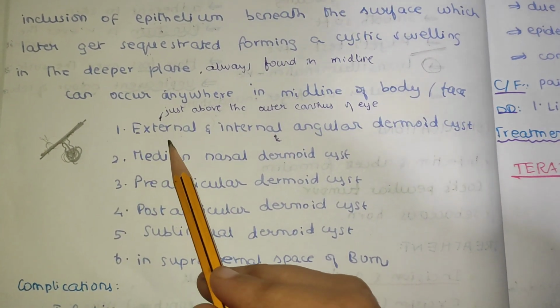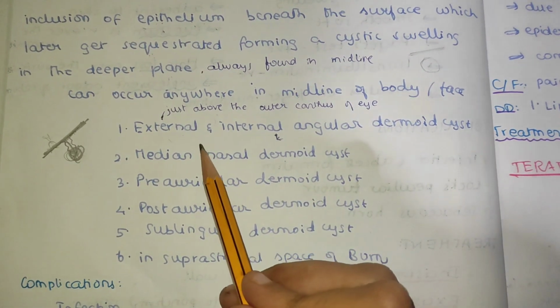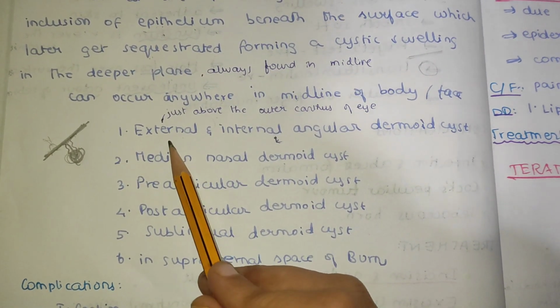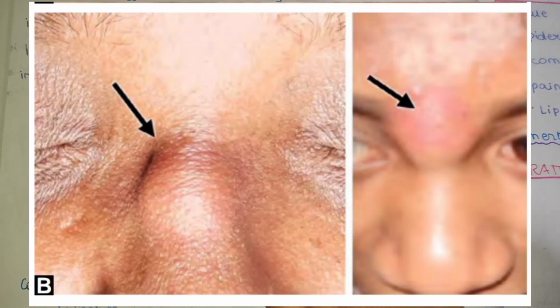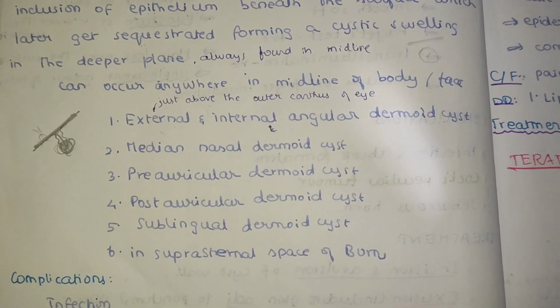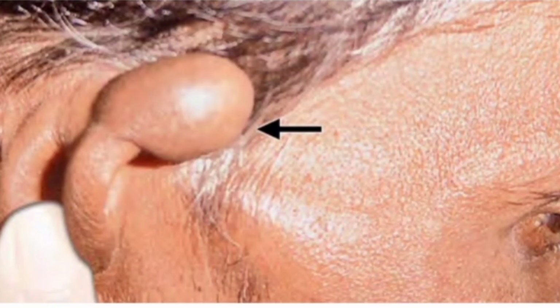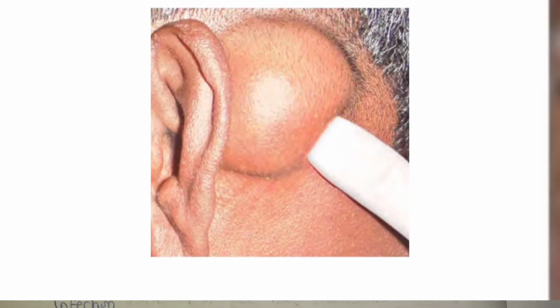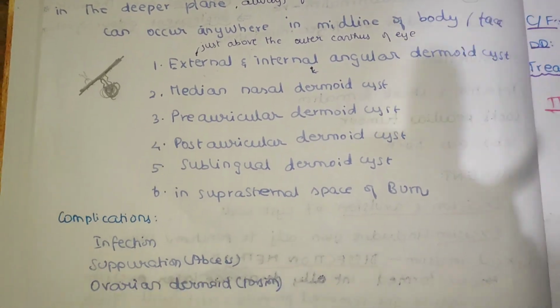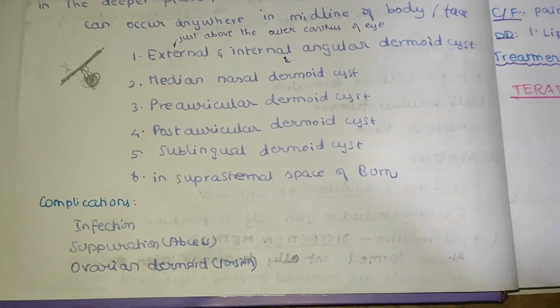That is, it may occur anywhere in the midline of the body. The few common examples are external angular dermoid cyst, internal angular dermoid cyst, median nasal dermoid cyst, preauricular dermoid cyst, postauricular, sublingual, and in suprasternal space of Burns. So the complications are infection, suppuration, and ovarian dermoid.